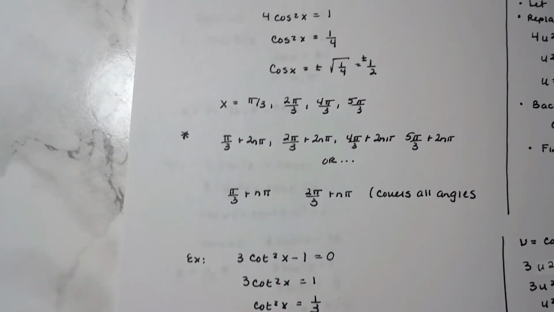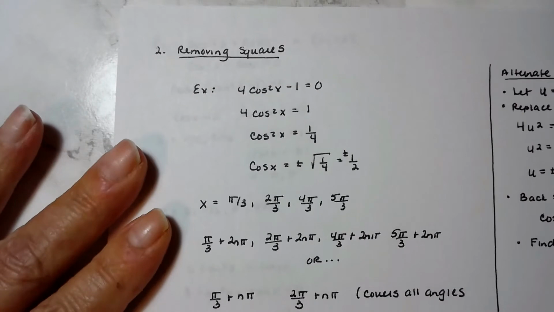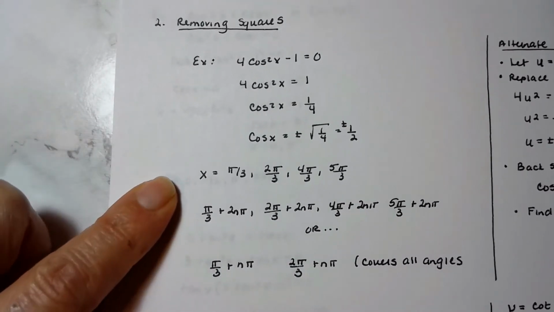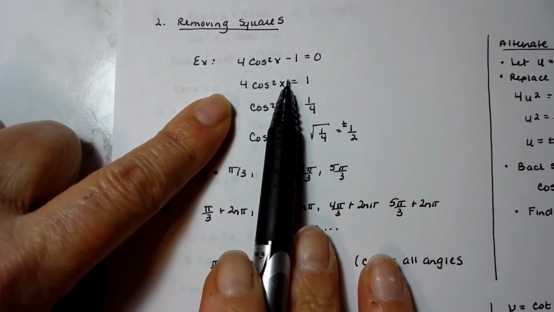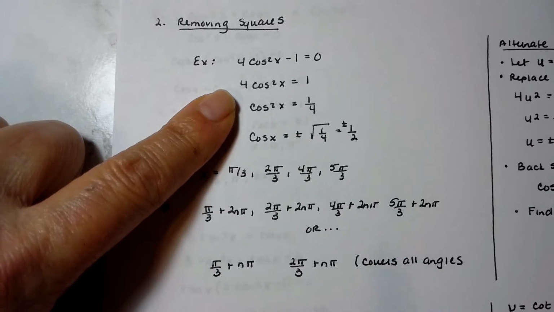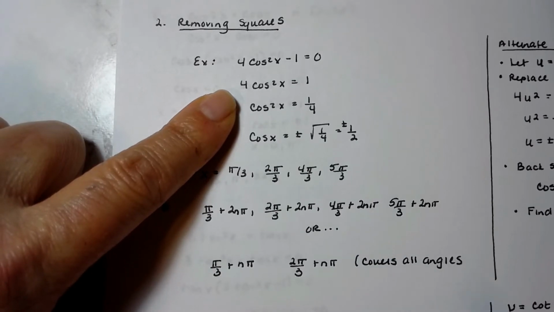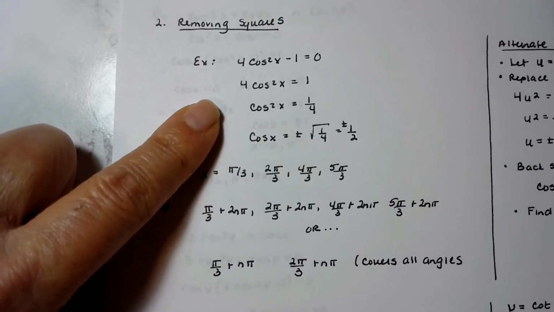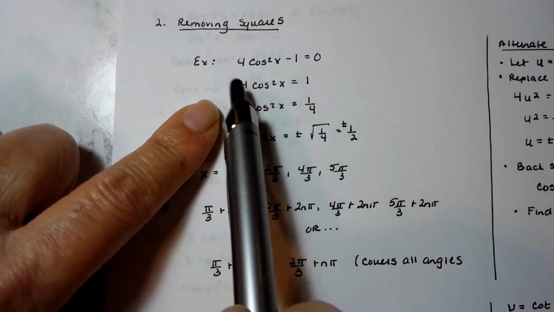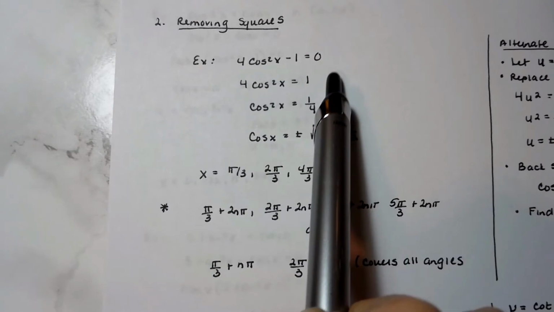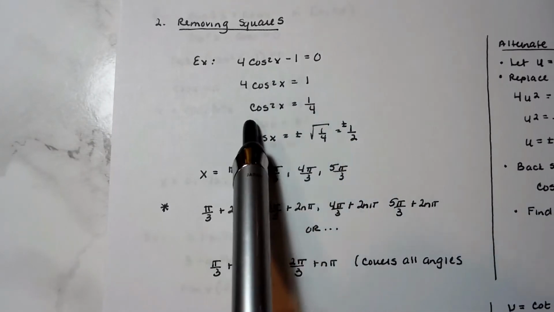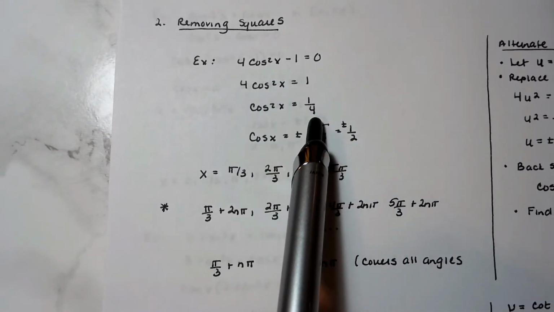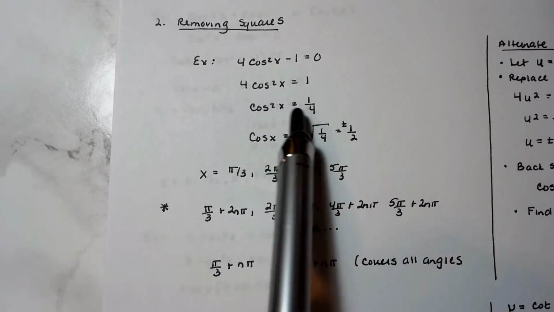Okay, another thing we can do with trig equations, when you have something squared, like this problem right here, the idea is we're going to isolate the trig function, get it by itself, and then take the square root of both sides. I think pretty much everybody can do that without a problem. So again, to get it by itself, I've got to add 1 to both sides, divide by 4, and now I can take the square root of both sides.